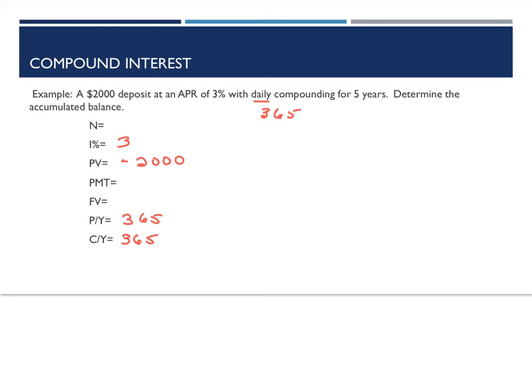We want to find the accumulated balance. We're making no payments, and we want 5 years times 365. I don't need to know how much that is, because I can just type in 5 times 365 and the calculator will figure it out for me. The answer to this will be 2365.